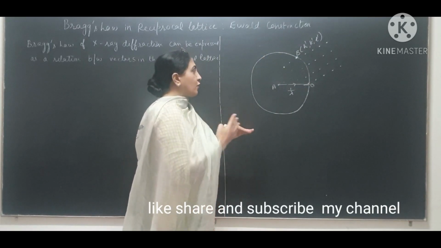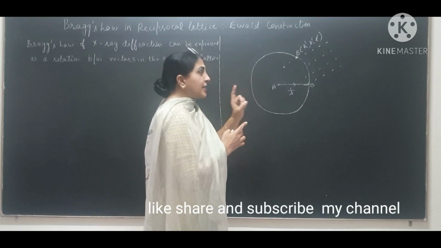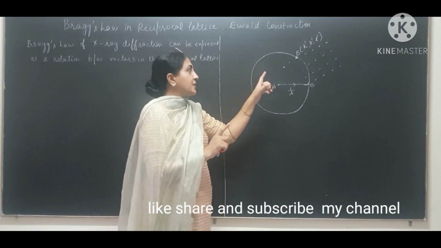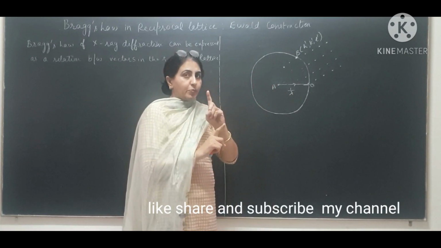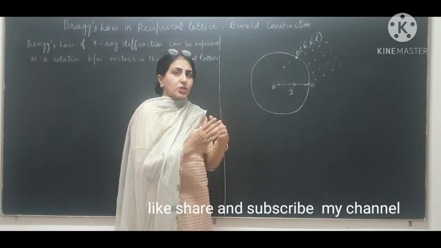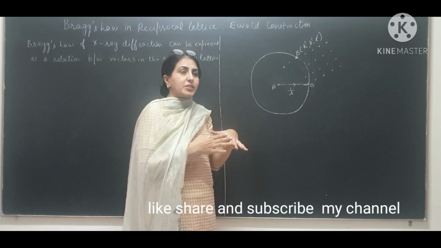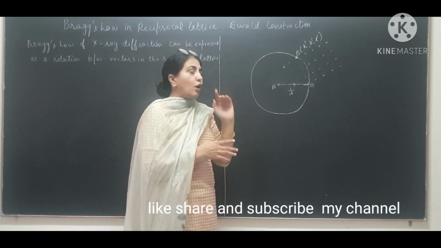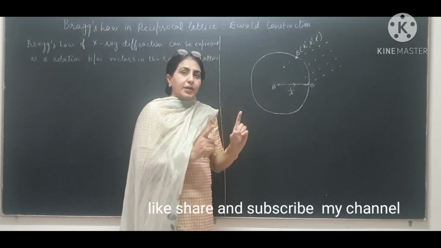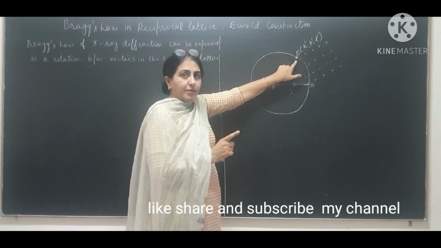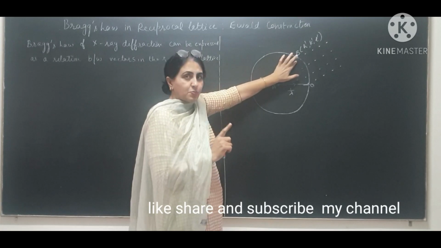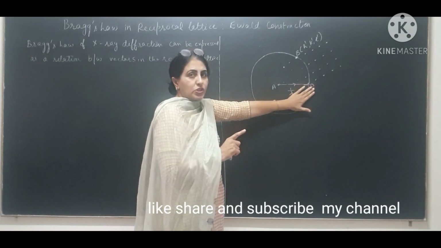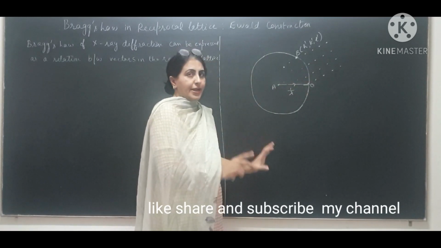Clear? When we draw a sphere, at least one point of this sphere must touch a reciprocal lattice point. At least one point. So it may touch at other reciprocal points, but at least one point should touch this sphere of radius 1 over lambda. So this is a point B. This is a reciprocal lattice point. So this touches the sphere, and O is the origin of the reciprocal lattice.